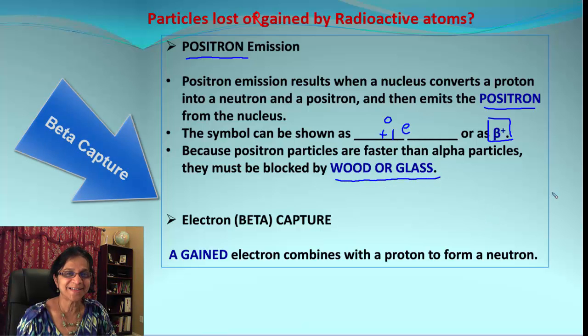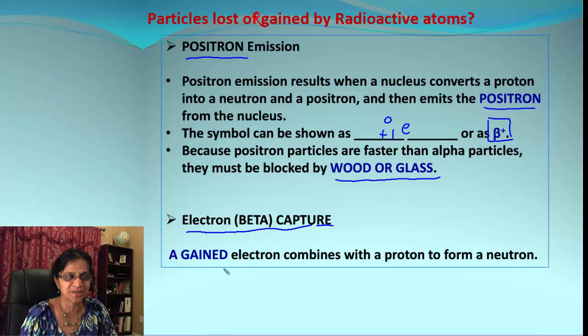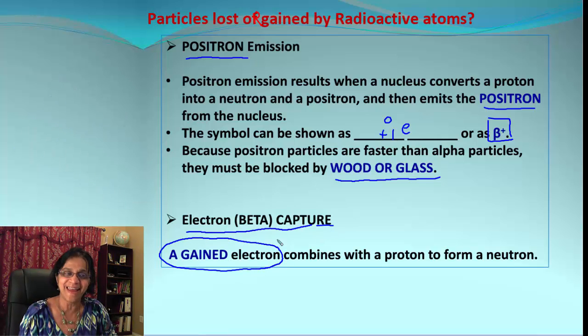Now some particles may actually be captured. So we have a process called electron or beta capture, in which an electron is gained.